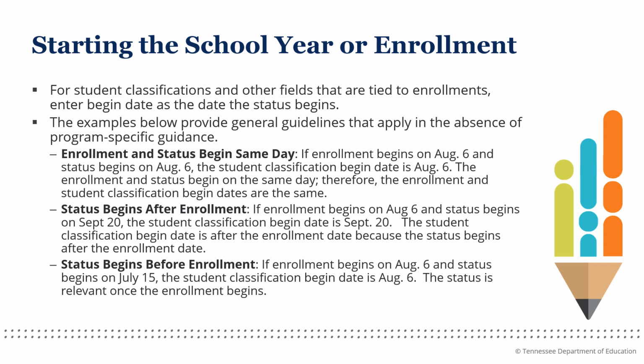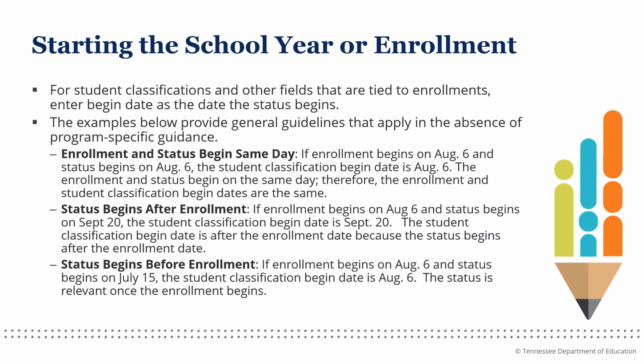Example 1. Enrollment and status begin the same day. Suppose the enrollment begins on August 6th and the student status begins on the same day. Then the student classification begin date is the same as the enrollment date, August 6th.